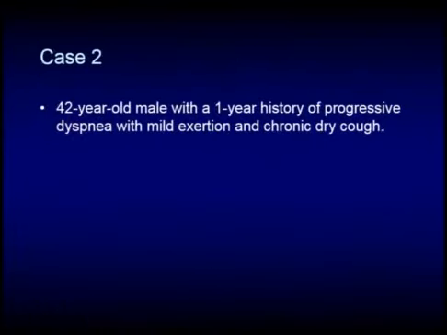That brings us to our next case. So this is a 42-year-old with a 1-year history of progressive dyspnea with mild exertion as well as a chronic cough.